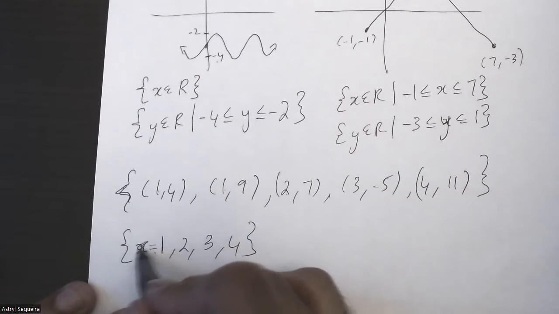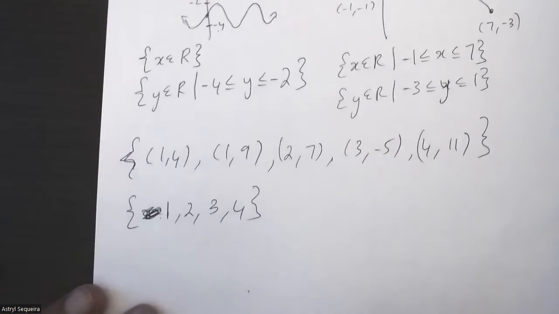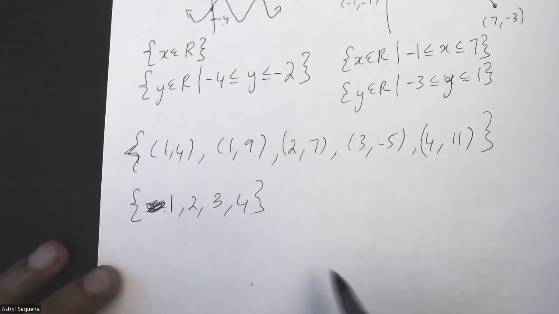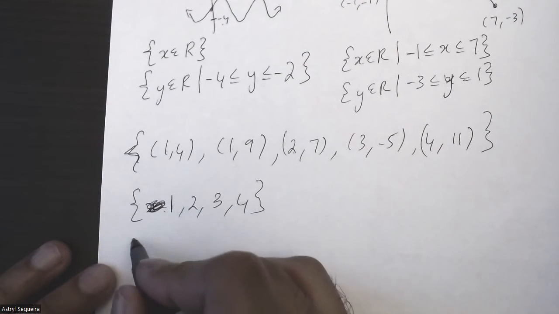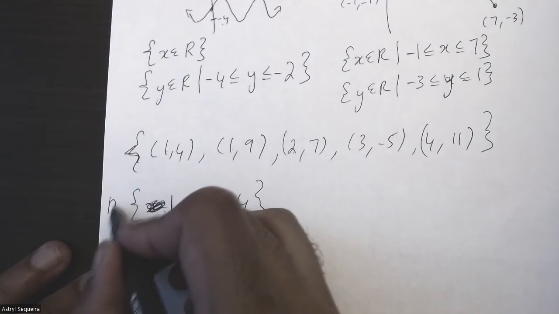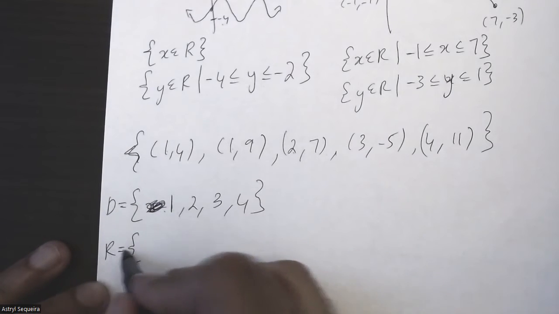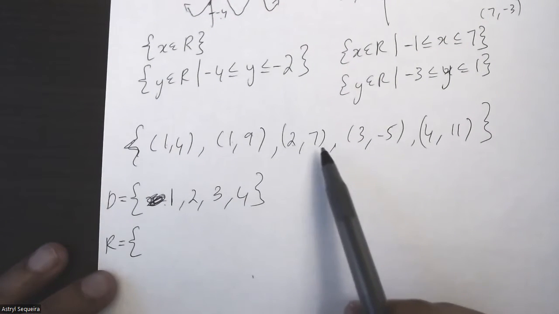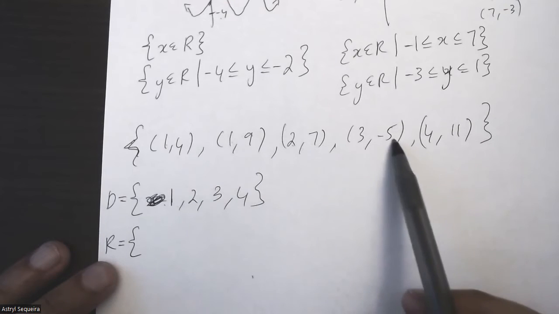Sometimes the teachers don't even put the x equals. I'll ignore that as well. It really depends on which class you're in. And my range is just my y values. So my range, I'll write D and R over here just to make it clear. My range, my lowest y value is -5.